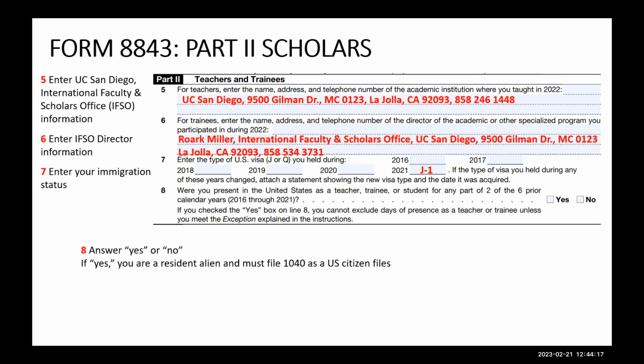Okay, the next question is someone who was here in prior status for 4 years, and then they came back in 2022 on an H-1 visa. Should I still only look at the last 3 years for determining tax residency status? I would please submit your question to internationaltaxhelp@ucsd.edu, and I will respond to it there.